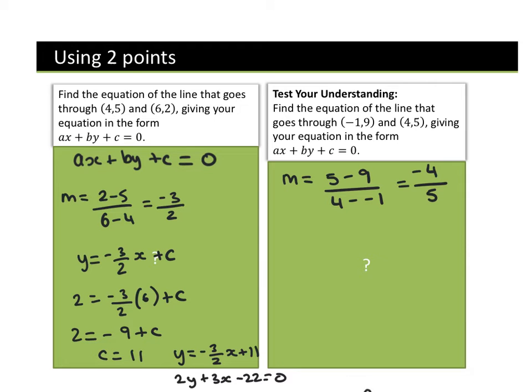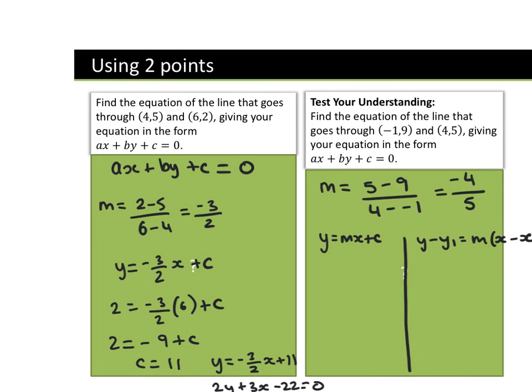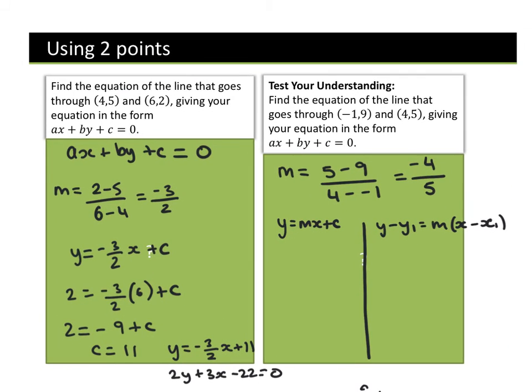So now, remember we have 2 ways to do this. We can either do y equals mx plus c, or we can do y minus y1 equals m(x minus x1). I really don't mind which way you want to do this, okay? You need to be confident with both. But if we do this one, we know our gradient is minus 4 over 5, so I'm going to get y equals minus 4 over 5x plus c.